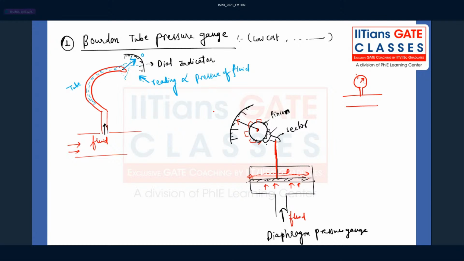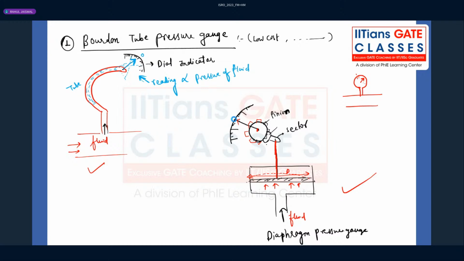But these are simple instruments. You know that we are not using this instrument just one time, right? Every time in industry we use this instrument multiple times. There might be some wear and tear. There might be some corrosion happening in the pipe or maybe in the tube. So whether the reading given by this Bourdon tube and this diaphragm pressure gauge is correct or not, we have to do calibration, right?